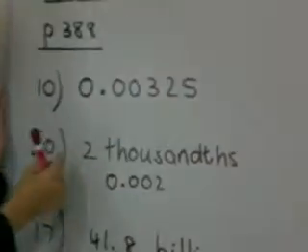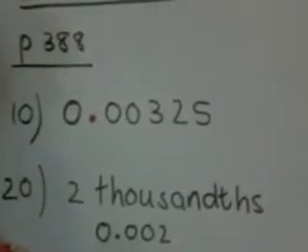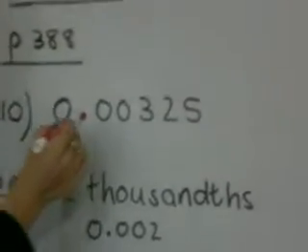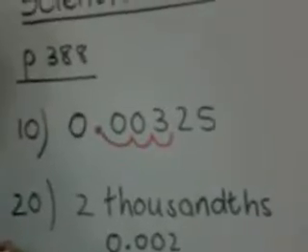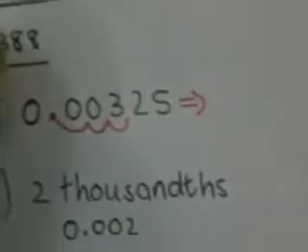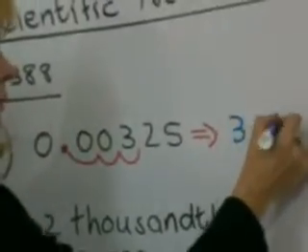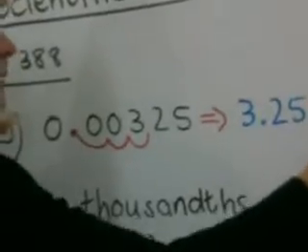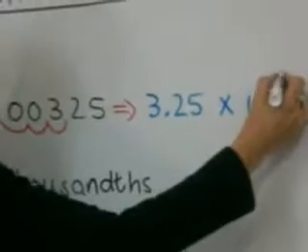If I have a very small number, like this one, 0.00325, my decimal point at the moment is right here. What I need to do is move the decimal point 3 places to the right. I say 1, 2, 3 places to the right. Okay? So that I can say this is 3.25 times 10 to the minus 3.